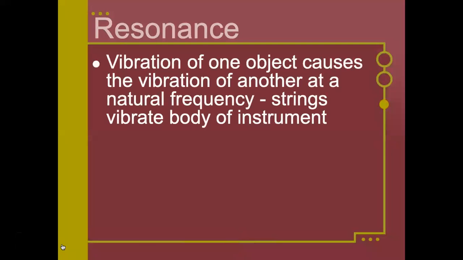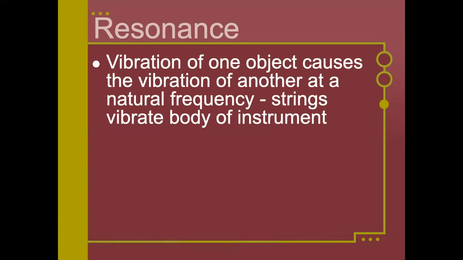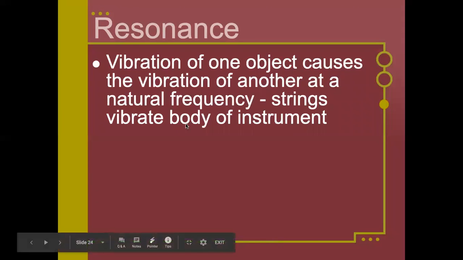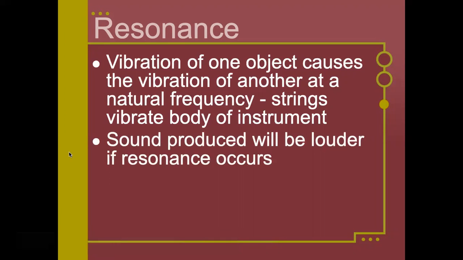And the very last thing is something called resonance. Resonance is when the vibration of one object causes the vibration of another to vibrate at what are called natural frequencies. All right, so if we have a stringed instrument like a guitar, and you pluck the string and we play a good note, that string's going to vibrate, but then it's going to cause the body of the guitar to vibrate also. The same thing with any wind instrument.